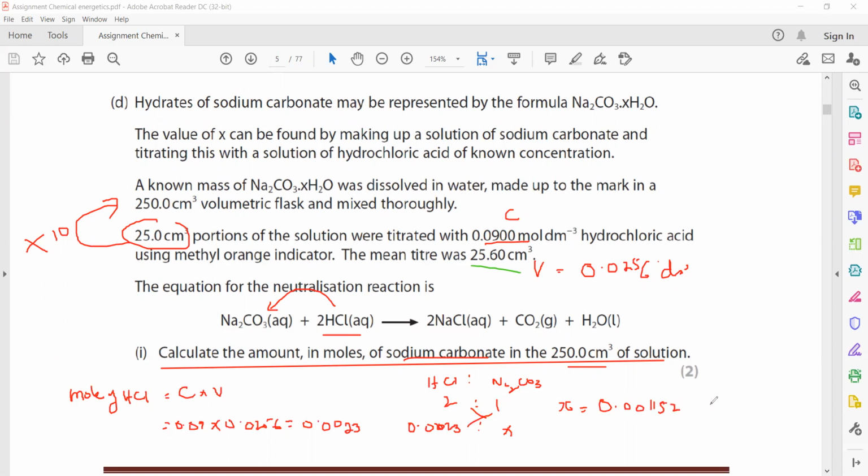0.001152. But these are the moles in the 25 cm cube of solution which we titrated, but the original solution was 250 cm cube, which we made in a volumetric flask. So in 250 cm cube, because the volume is 10 times, the moles will also be 10 times. So this will be multiplied by 10. So our final answer will be 0.01152 moles of sodium carbonate in 250 cm cube solution.